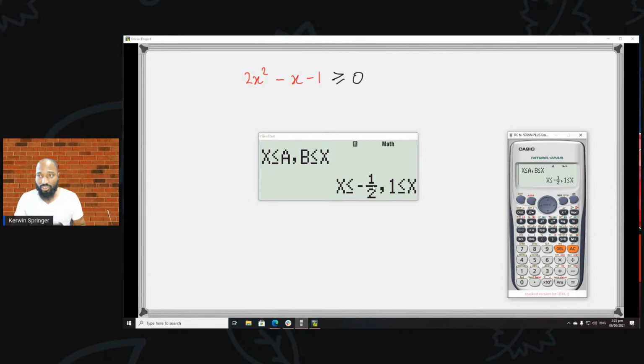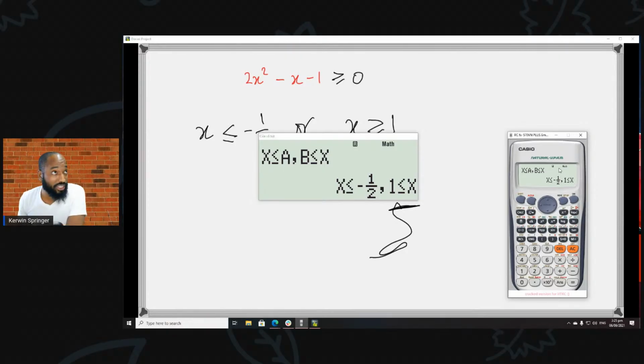X is less than or equal to negative a half. And it has this kind of back to front, so I would write it like this: X is less than or equal to negative a half, or, and you notice that comma there, that means it's two separate things, right? Or X is more than or equal to 1. You notice how I flipped it around, so I had to flip around the sign.